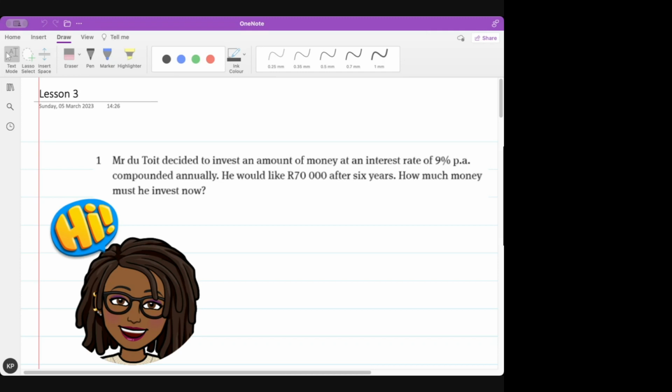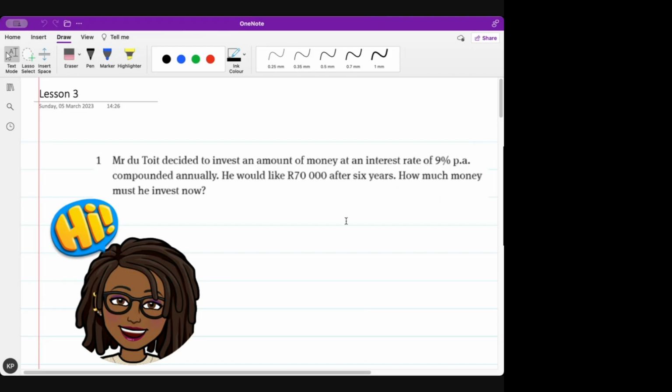With this, so let's go through it quickly. So we have Mr. Detroit, who decides to invest an amount of money at a rate of 9% per annum, and lucky for us, it's compounded annually. He would like to have 70,000 Rand after 6 years. So, how much should he invest now?